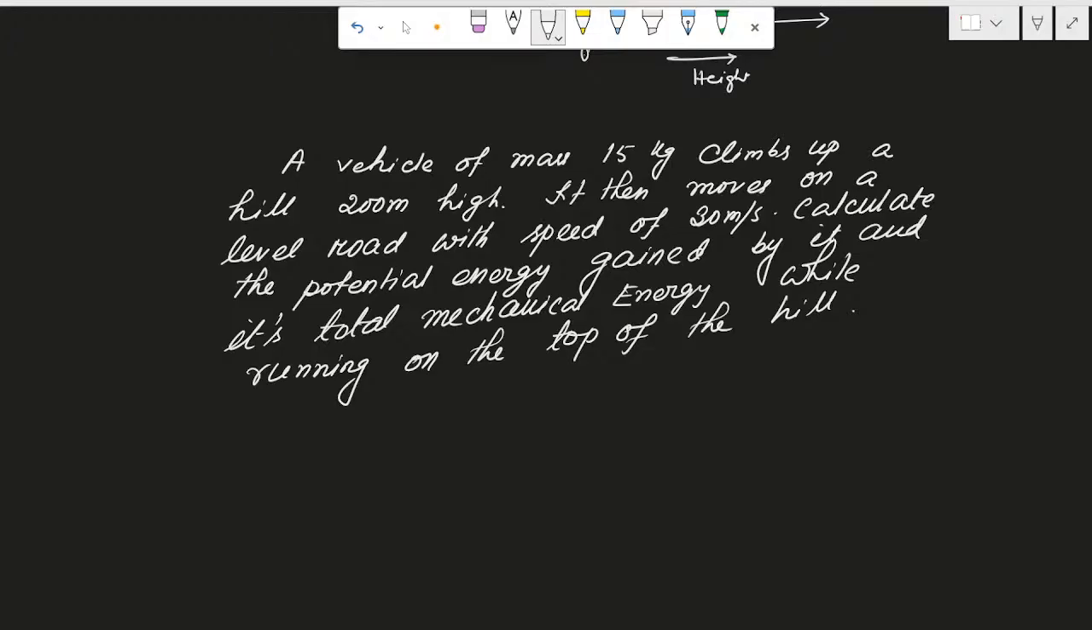First, what will be the potential energy? First, you calculate the potential energy. Then the total energy. Total means kinetic is also needed plus potential in that case. First you have to calculate potential, then you add the kinetic, and that will be the total energy in that case.